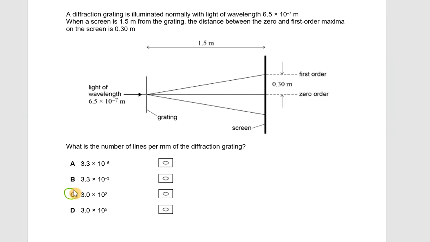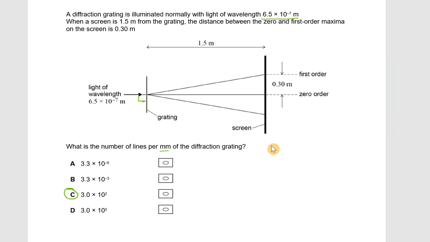If you got an answer of C, well done. Here's my explanation. A diffraction grating is illuminated normally with light of wavelength 6.5 times 10 to the minus 7 meters. Normally means it's at 90 degrees. When the screen is 1.5 meters from the grating, the distance between the 0 and the first order maxima on the screen is 0.3 meters. What is the number of lines per millimeter of the diffraction grating?